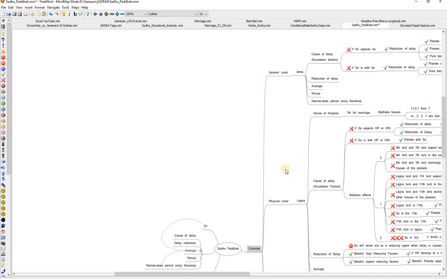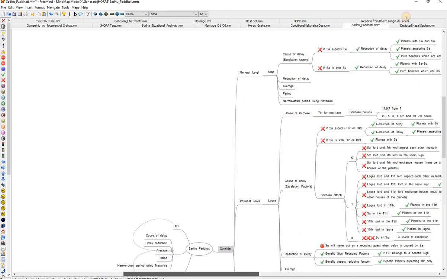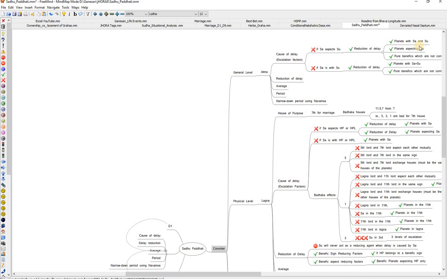In each of these cases, we work out what is the cause for delay from the chart, and these are called escalation factors, which escalate the delay. Escalation is basically a negative thing, which I have marked as red here, depending upon some conditions, like if Saturn aspects Sun, or if Saturn is with Sun, at the Atma level. These are the escalation factors. And for each escalation factor, there is a reduction factor, RF, which is a positive thing. If planets with Saturn and Sun are there, then that reduces the delay, or if planets aspect Sun.